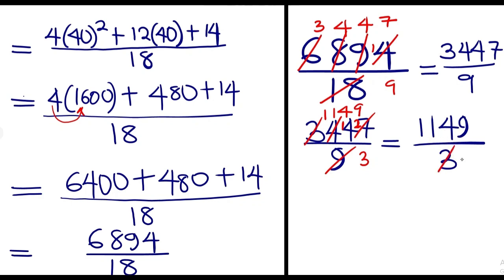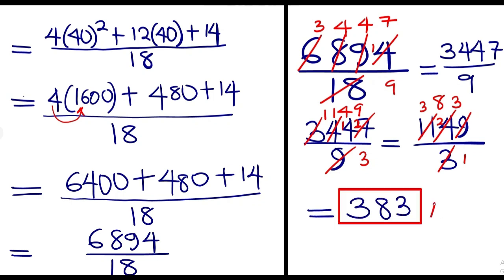Also, 3 goes there, that's going to be 1. 3 goes there, that's going to be 3. Then we have 2 left. Putting that 2 at the side of 4, we have 24 now. 3 goes in 24, that is going to be 8. Then we have 9 left. 3 goes in 9, that's going to be 3. So at the end of the day, we have 383. That is our final answer.